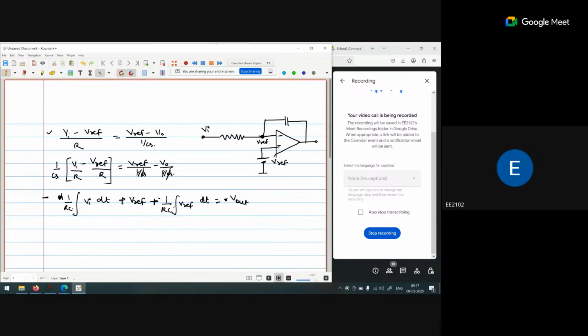Now if you say that VI is 0, no input voltage is applied, so this term will be 0. So the V out is what? V ref voltage plus 1 upon RC integration of V ref dt. And this is a factor that will increase with time.